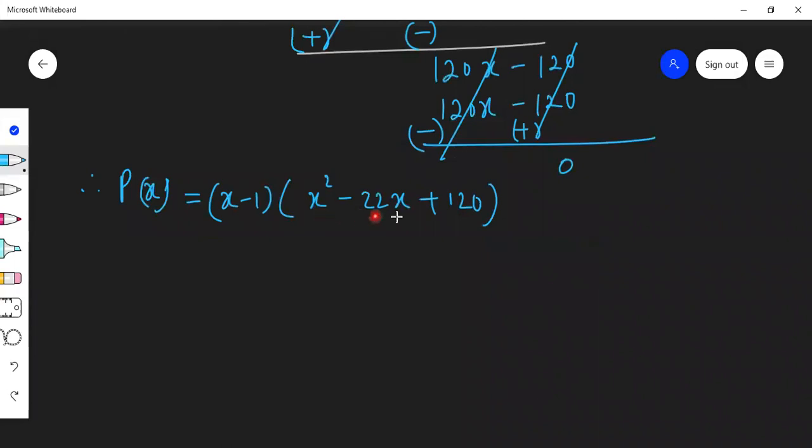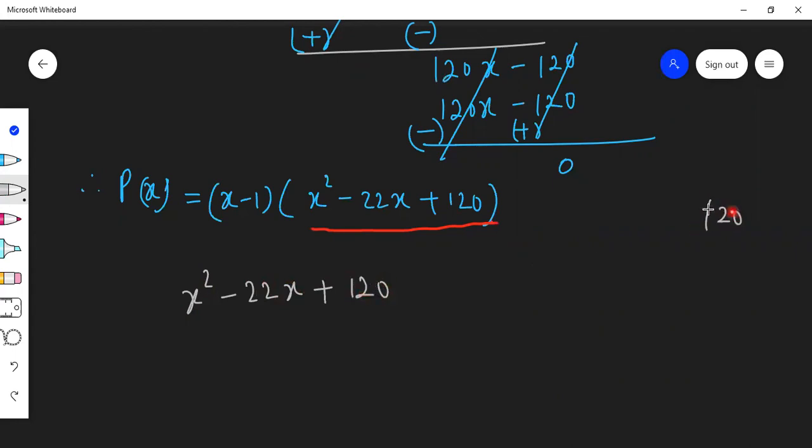Now, this quadratic expression, you see, we can factorize this further. So we'll write this separately and we'll factorize this, and then we'll write our px. So we are taking just this expression, x squared minus 22x plus 120, and we want to factorize it.